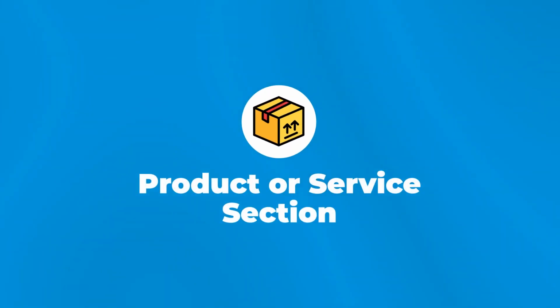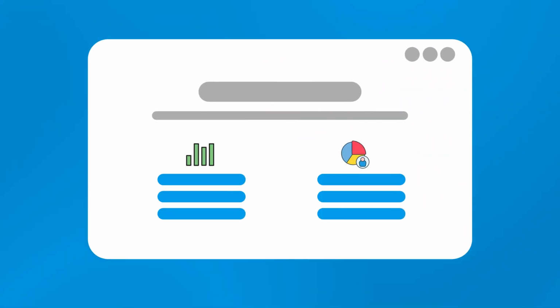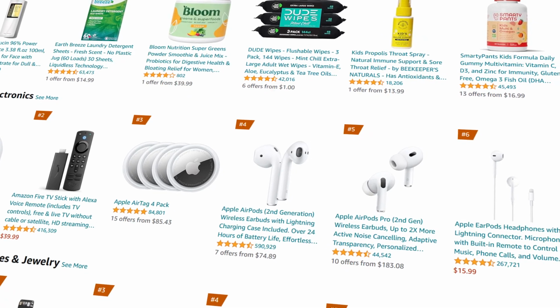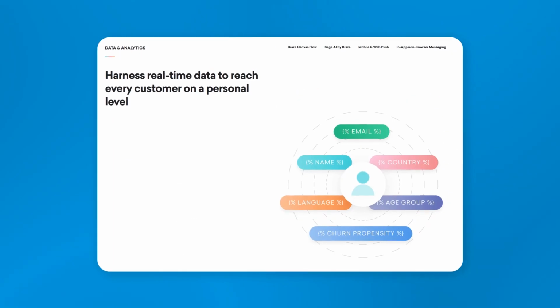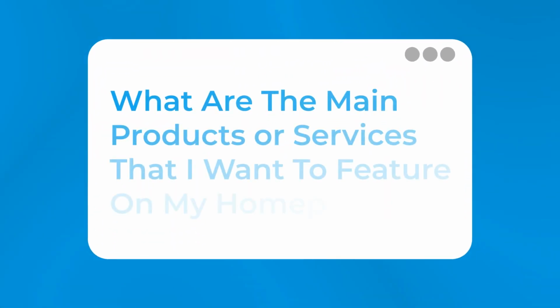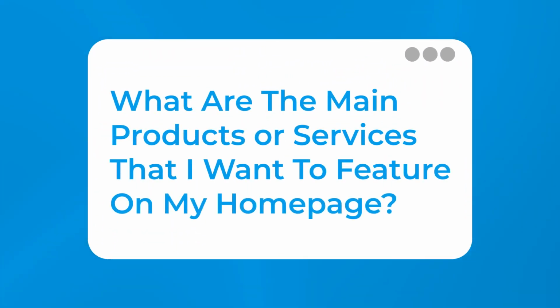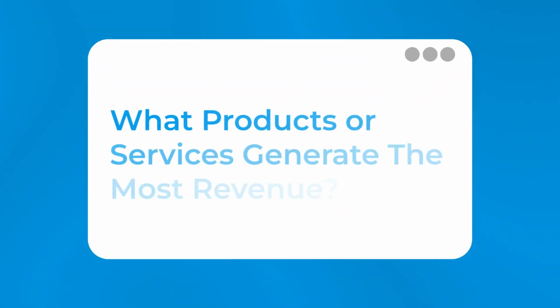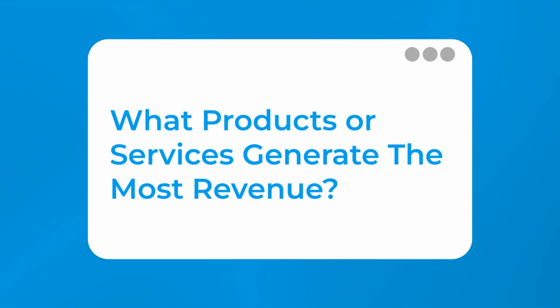The next important section is the product or service section. It's where you list the main products or services that the business offers. Some businesses offer a wide range of products and services, whereas others may only sell one product or service. So when planning your homepage, a good question to ask yourself, whether you have one or many, is what are the main products or services that I want to feature on my homepage? Now, if you're unsure, ask yourself, what products or services generate the most revenue? Those are the ones that you want to be featuring on your homepage.